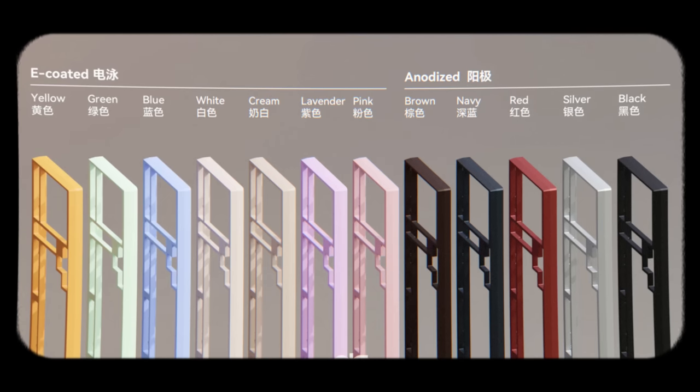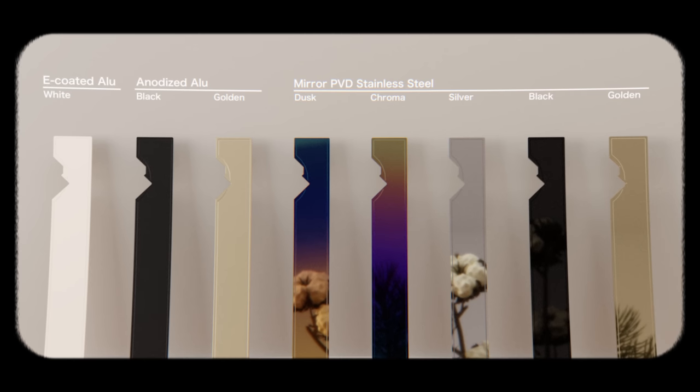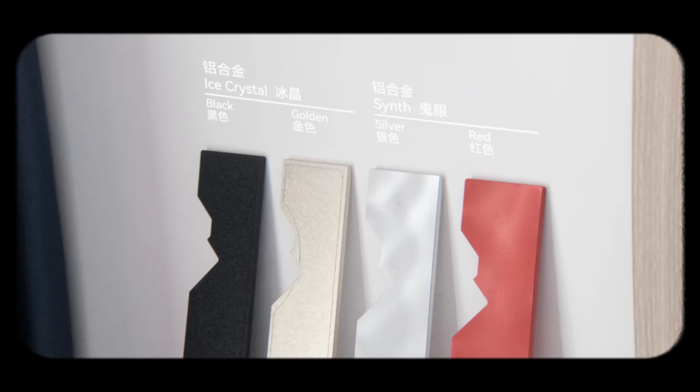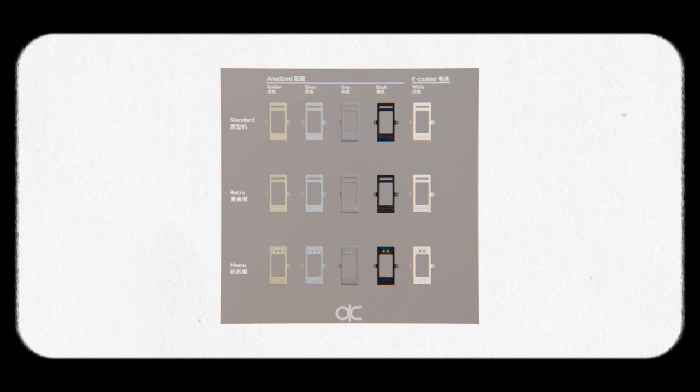For colors, the case, weight, and screen bezel are all individually configurable. For case options, we have E-yellow, green, blue, white, cream, lavender, and pink, and anodized brown, navy, red, silver, and black. For the weights, we have E-white, anodized black or gold, and mirror dusk, chroma, silver, black, and gold. We also have two special versions, ice crystal and synth, which both include two unique options. For the screen bezel, there are 3 different patterns, and the same possible color choices for each one.